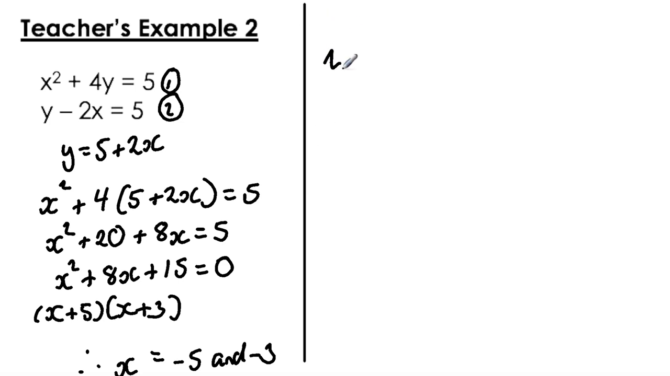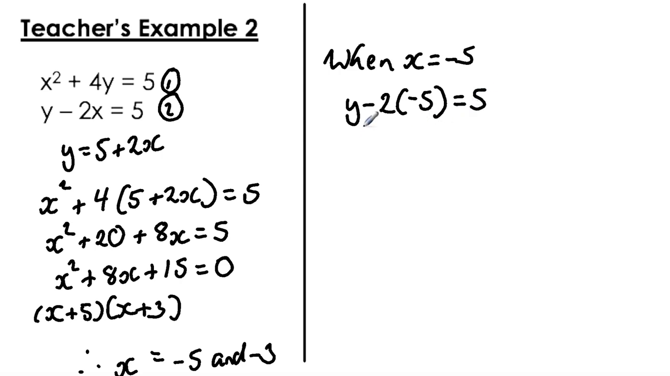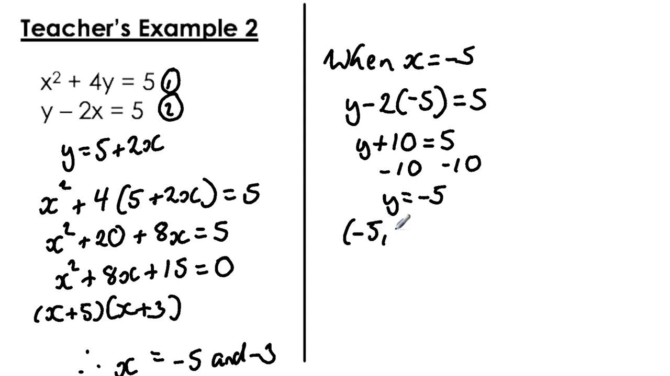So when x is equal to minus 5, substitute into equation number 2. So we have y minus 2(minus 5) equals 5. y minus 2 times minus 5 gives us positive 10, so y plus 10 equals 5. I'm then going to subtract 10 from both sides. Therefore, y is equal to minus 5. So our first coordinate is (minus 5, minus 5).